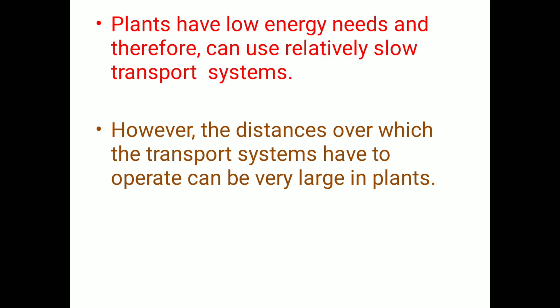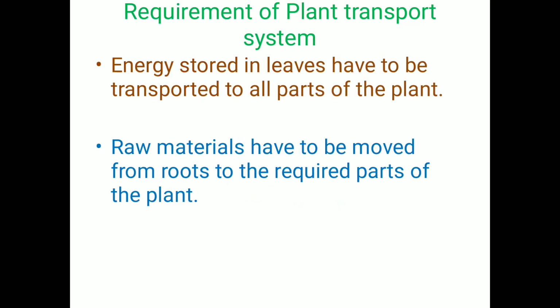So for this, there is a requirement of a plant transport system, so that energy stored in leaves has to be transported to all parts of the plant. Energy stored in leaves means leaves, we know, are called the food factories of the plant. So they manufacture food, they photosynthesize. So the starch which is stored in them has to be given to each and every part of the plant body, and the raw materials like the minerals and the water we discussed have to be moved from the roots to all the parts of the plant that require them.